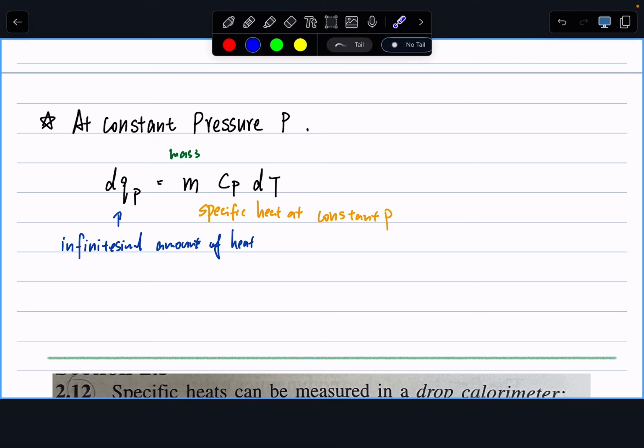Whenever you see a little subscript next to heat or next to heat capacity, we're saying these are the terms at constant pressure. We'll see that more often later on. And then dT is the infinitesimal change of temperature.